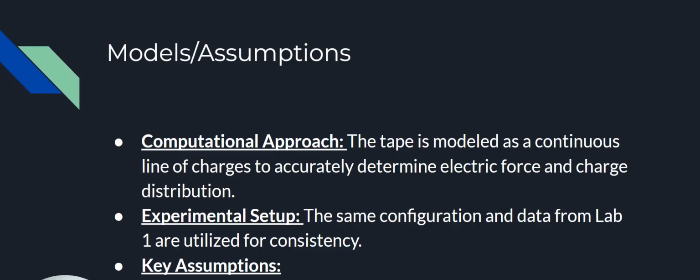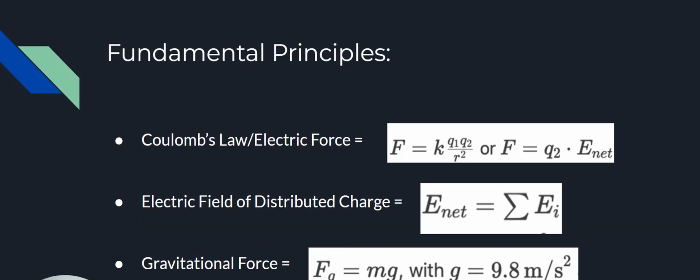The setup is basically the same as Lab 1. We're mainly just updating the code for this lab. Key assumptions are that the charge distribution is uniform and all the U-tapes have identical charges. Lastly, air resistance is disregarded. These are the main principles that we see in this lab.